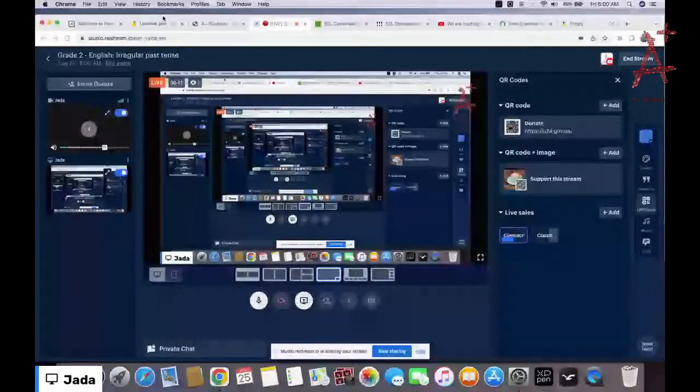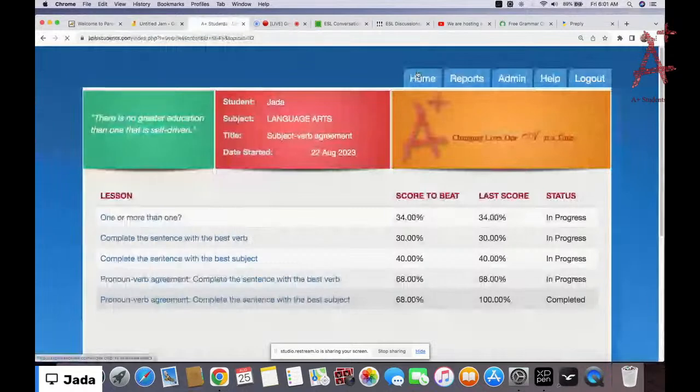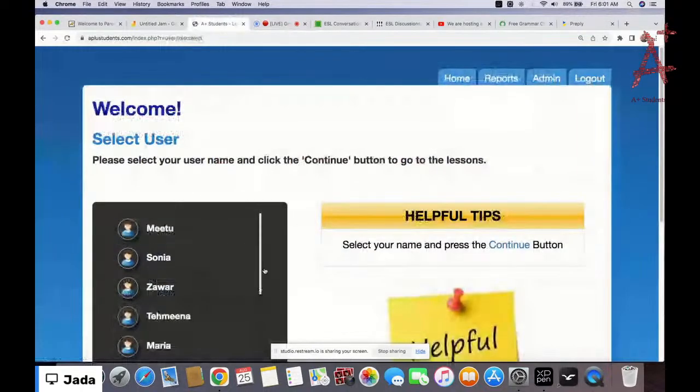So, today we'll be having irregular past tense. I'm just going to share my screen. First off, you need to log in using aplusstudent.com. Input your email and your password, and then where you can see your name, you click on that. This is where you find the names. Then you click on it.